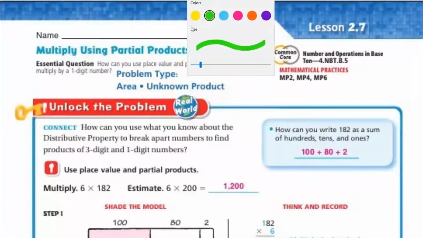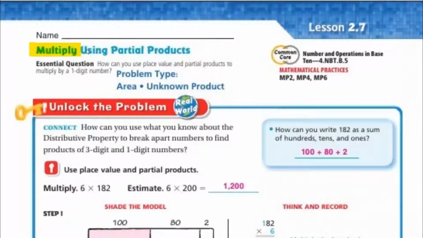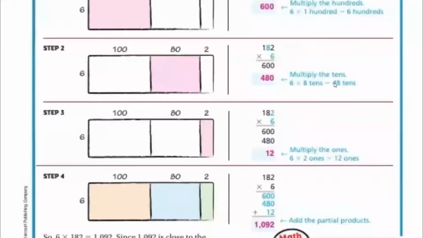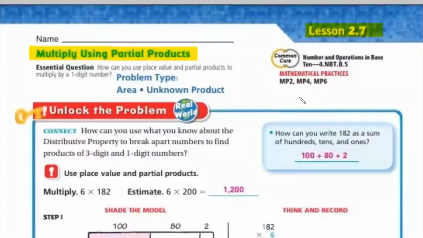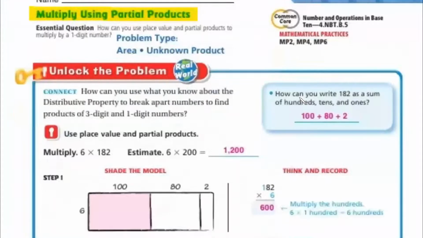Today's lesson is about how to multiply using partial products. Lesson 2.7. Let's open your book, page 99. Okay, guys, let's start. As we studied in the previous lesson, we studied how to multiply using expanded form, right? So today we are going to multiply using partial products. It's the same way, okay? Let's see how to use partial products.